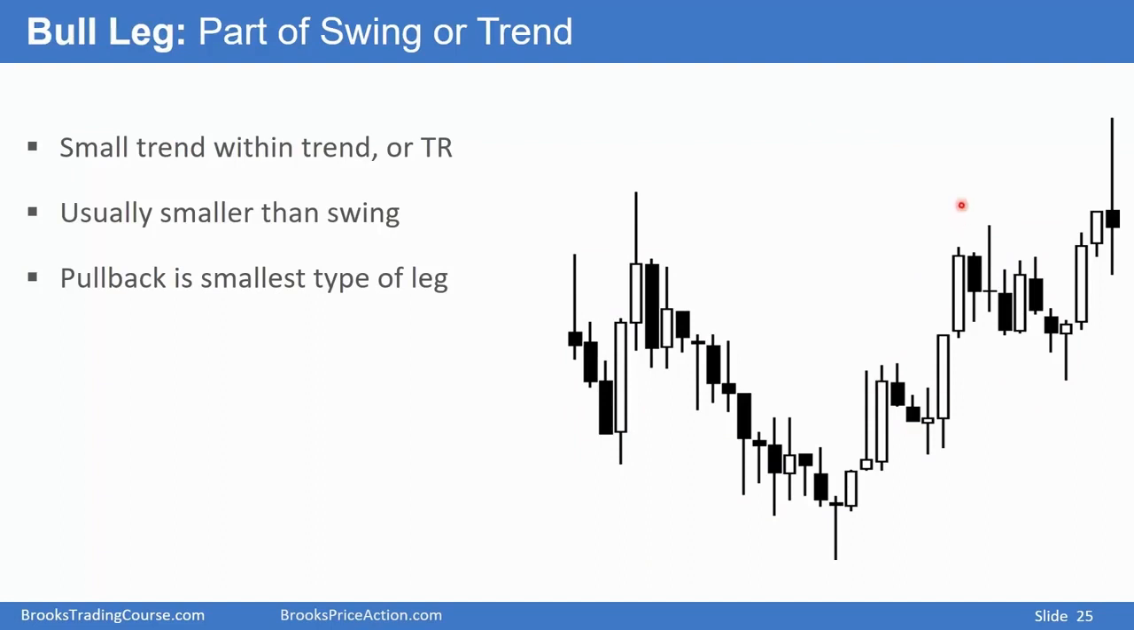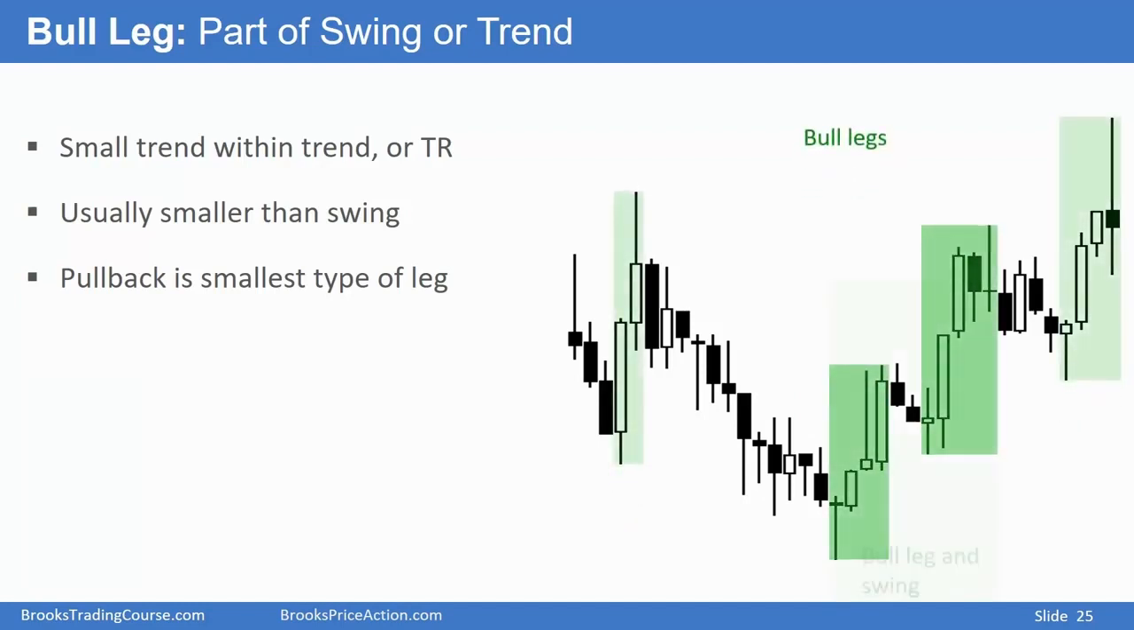Bull legs, bull leg here, bull leg there, bull leg here. Not really big enough for a swing, so I'd call it a bull leg. This is big enough for a swing, so you can call it a bull swing. Is it big enough for a trend? I don't know. You might call it an early bull trend or a swing up. Bull legs, a larger bull leg big enough for a swing, so I'd call it a swing.